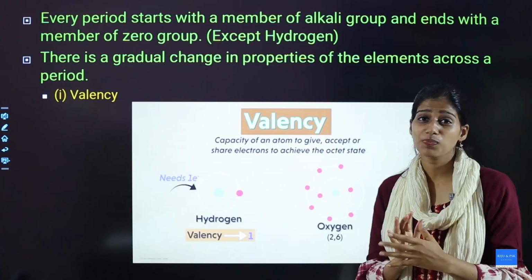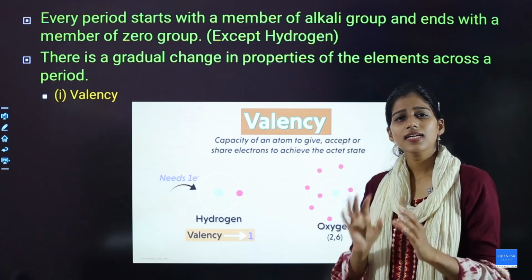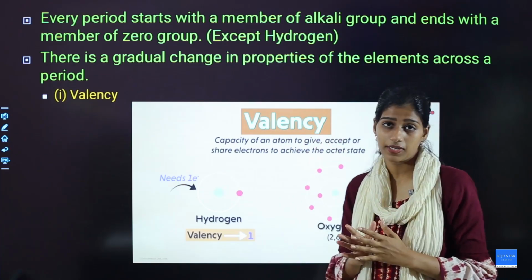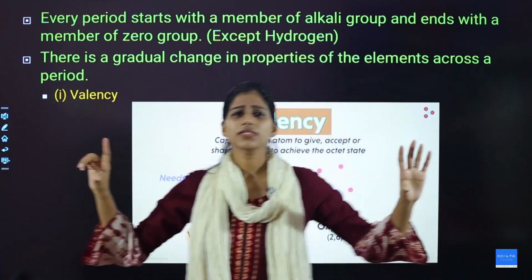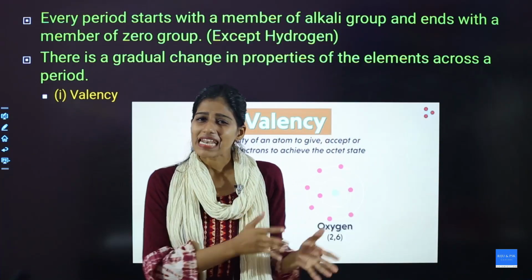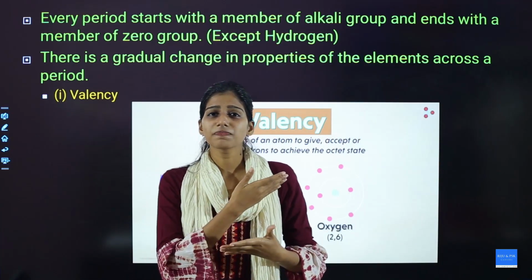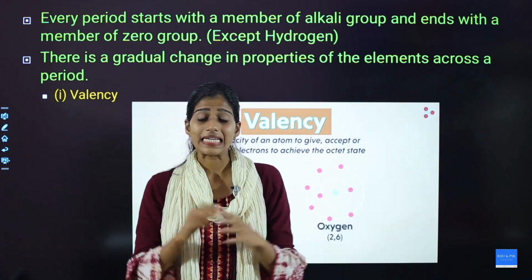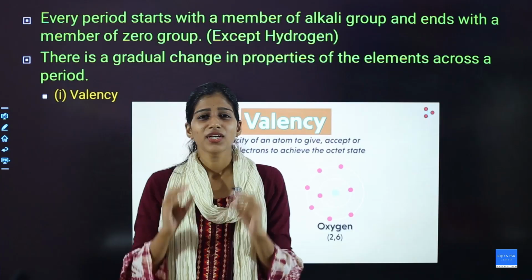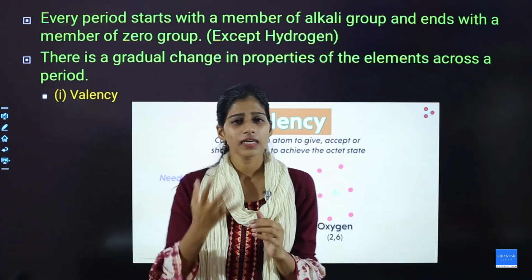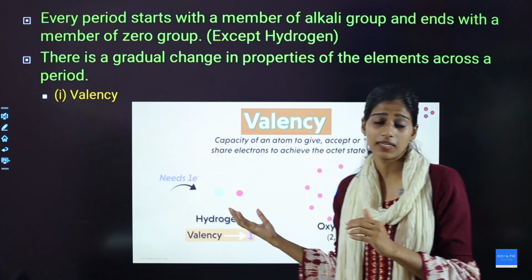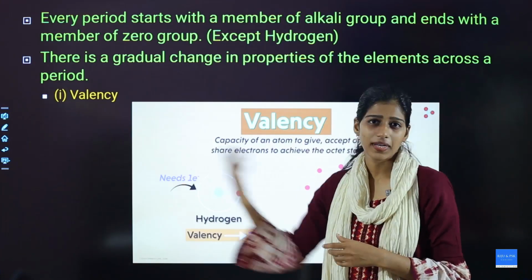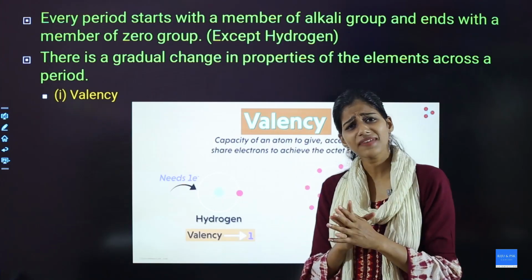The next point is very important: there is always a gradual change in the properties across a period. Dear children, when you move across a period from left to right, there is a continuous, gradual change observed in many properties. We will see some of them. A good example is valency. As we are aware of the term valency, we will start with this one. So, what is valency?